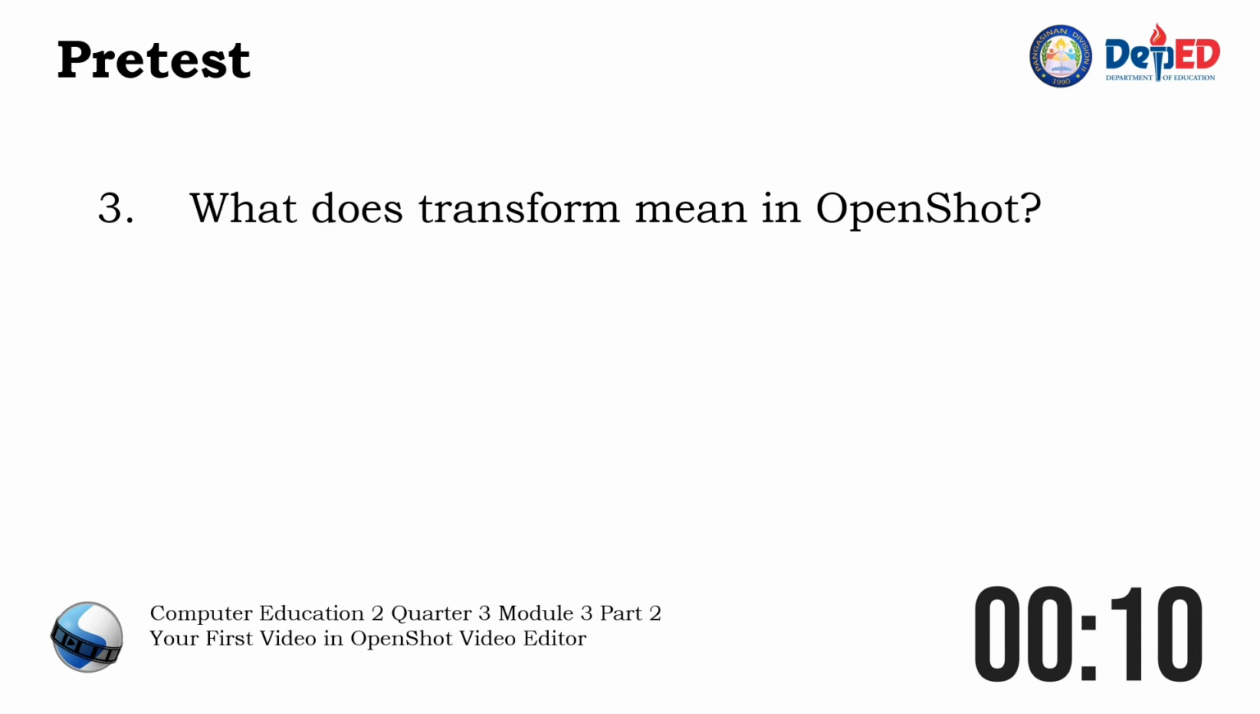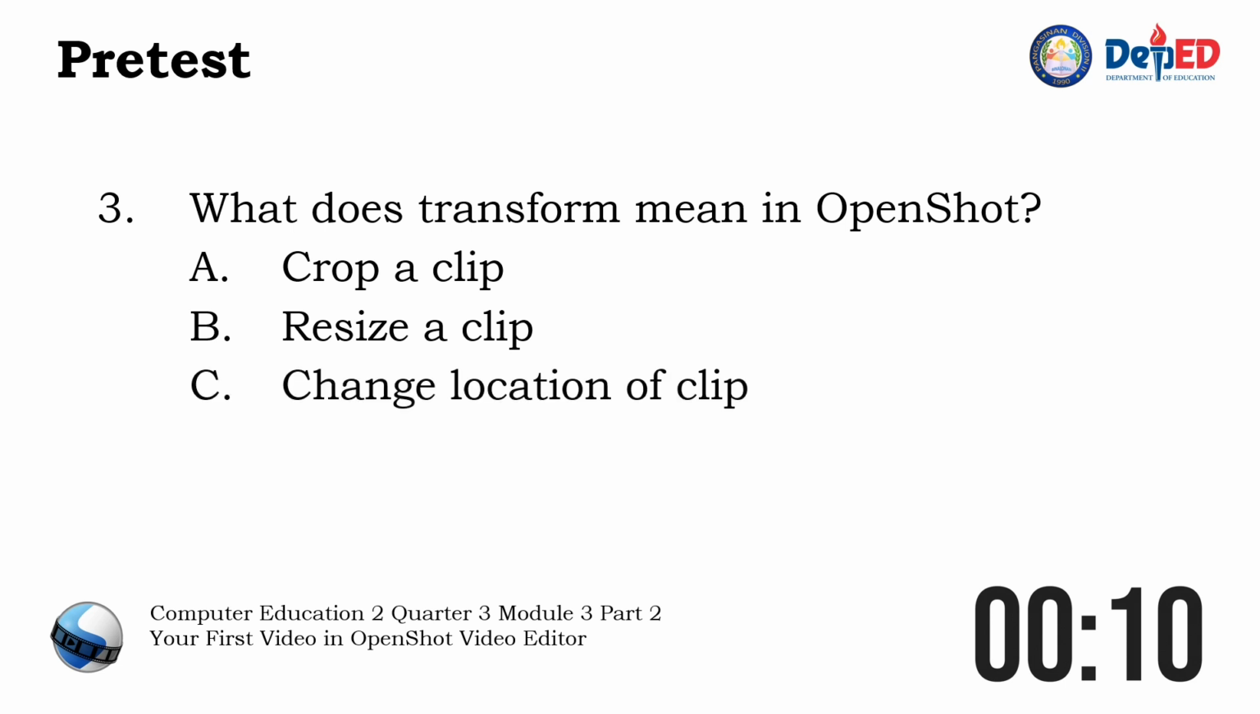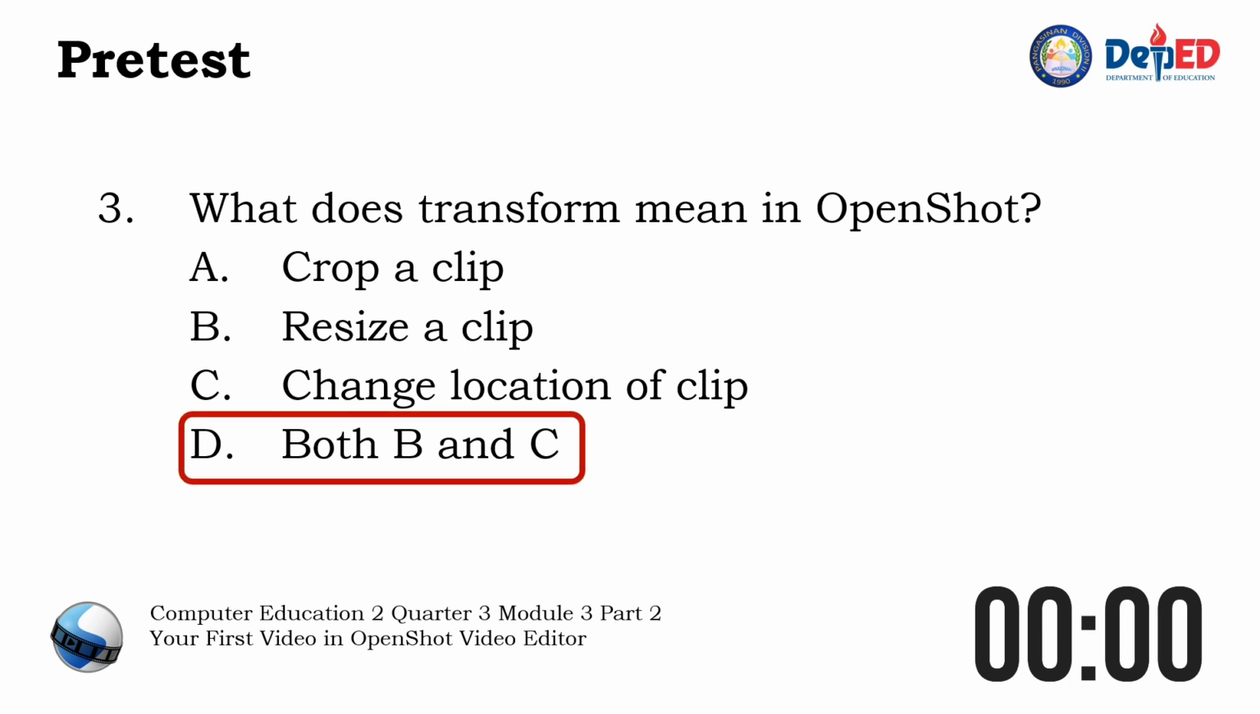3. What does transform mean in OpenShot? A. Crop a clip. B. Resize a clip. C. Change location of clip. D. Both B and C. If your answer is D, then you are correct.